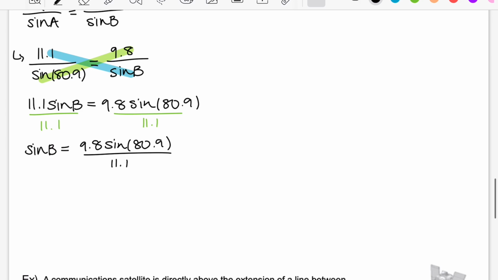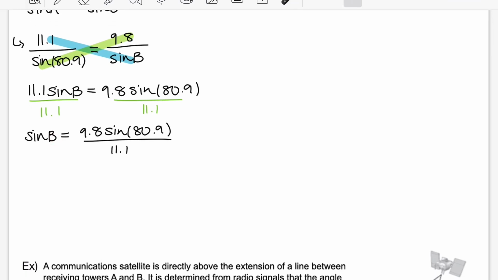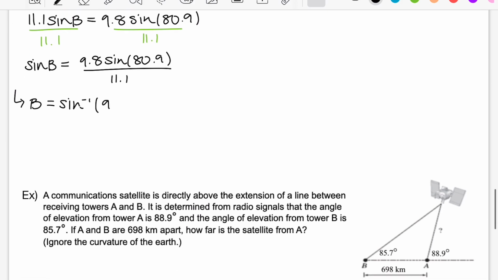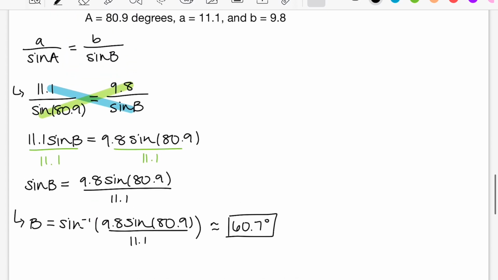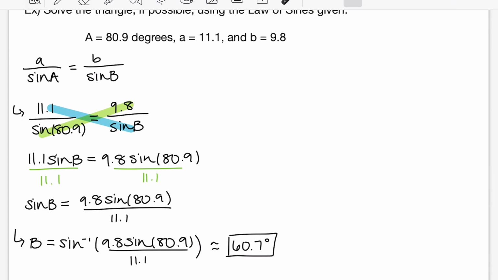All right. Now, if we want to find this angle B, though, we know that we need to take arcsine on both sides of this guy to get B by itself. So we know that angle B is going to be equal to this here. All right, now plugging this into a calculator and rounding, we'll get that B is going to be roughly 60.7 degrees.